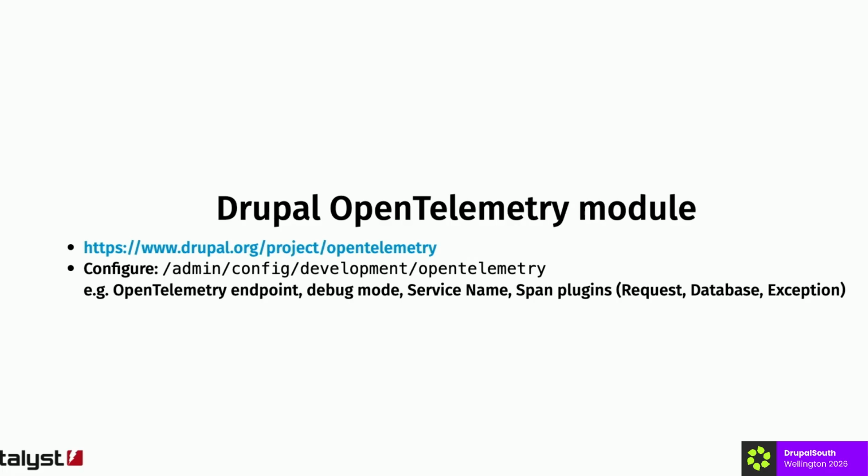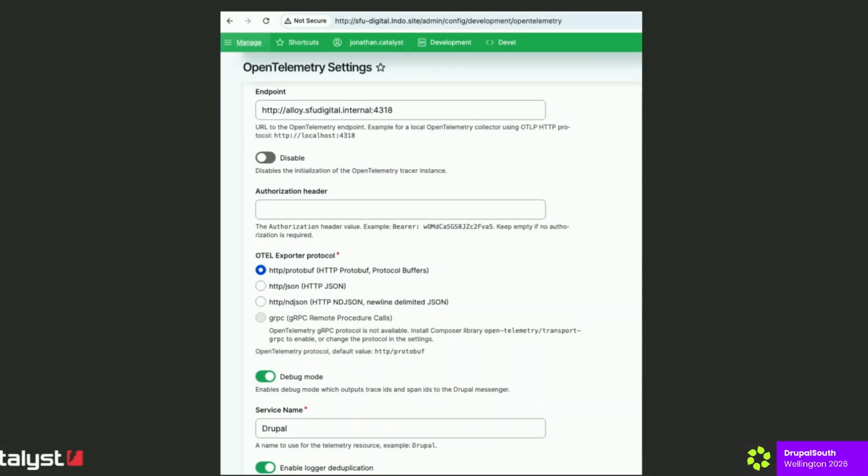You can turn on debug mode, which just fires out a status message every time it generates a trace. You can give it a service name, which might just be Drupal, or it might be something else. And basically, it comes with a couple of sub-modules where you can choose to trace every incoming request to Drupal. You can also trace the databases and only trace on. This is just what it looks like, the UI for the OpenTelemetry module.